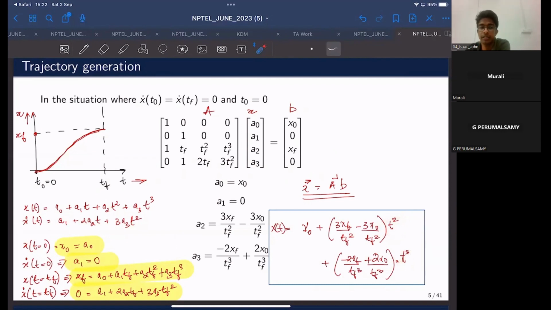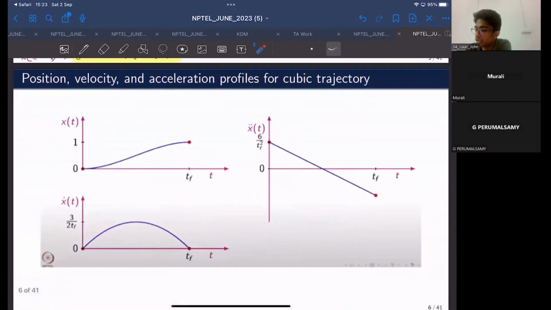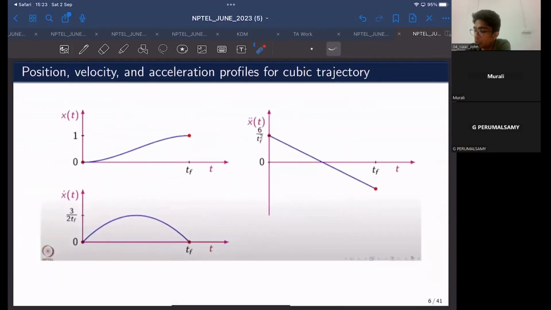So that is all there is for trajectory generation with a cubic polynomial. Now, what else do we have? We know that the position profile of the cubic polynomial is something like this. It starts from the initial position, which we consider to be 0. The position gradually increases as such. Then somewhere in the middle there is a point of inflection. Then, as you can see, the rate at which the position changes decreases.